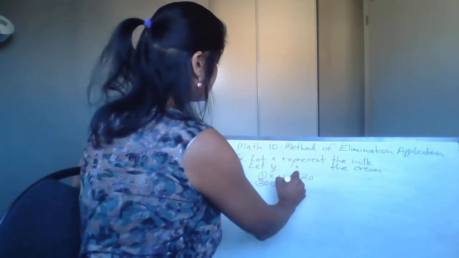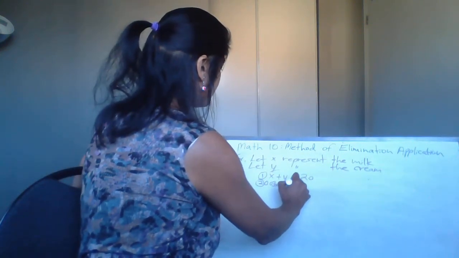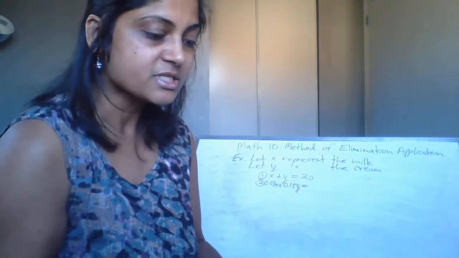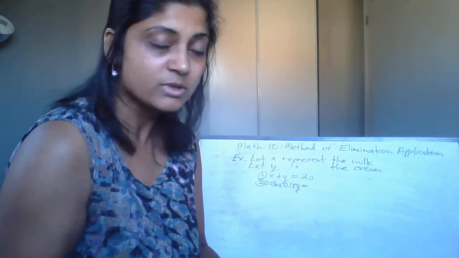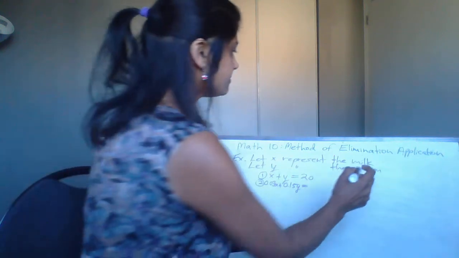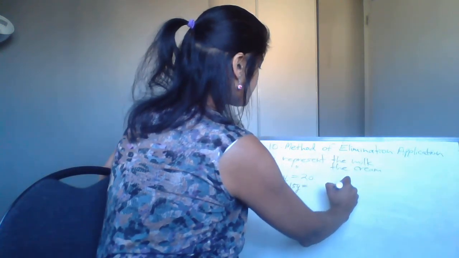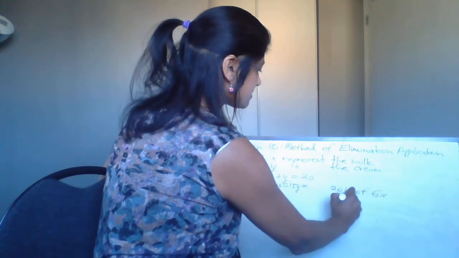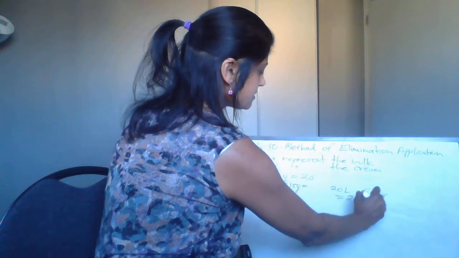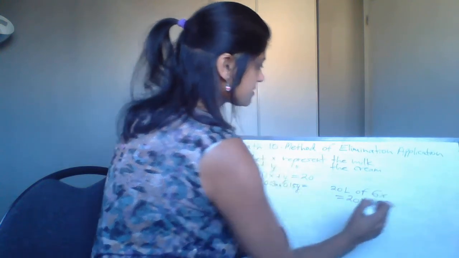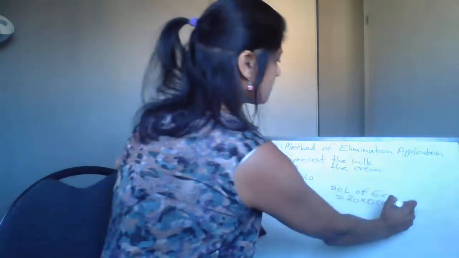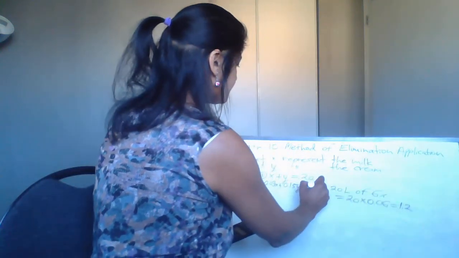15% cream, so 0.15y equals... and it says 20 liters of 6% cream. So let's write it on the bottom. So 20 liters of 6%. We're going to do 20 times 0.06. Does everyone see that? So 20 times 0.06, which is equal to 1.2.